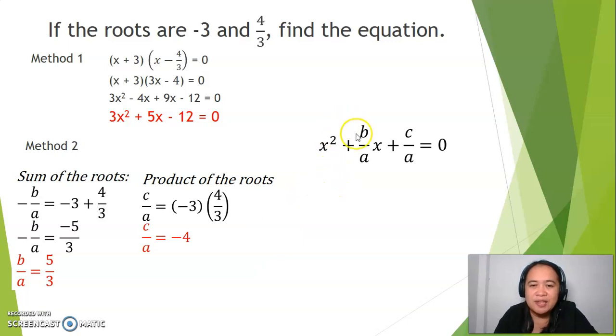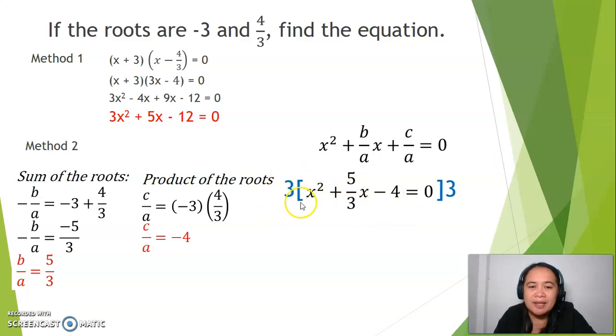Now, substituting this in this equation, we will have x squared, 5 over 3, which is our b over a, x, and our c is negative 4. So with this, eliminate 3 by multiplying the entire equation by 3. So with this, it will become 3 times x squared is 3x squared. We can cancel 3 and we're left with 5x. And 3 times negative 4 is negative 12, which is exactly the same as the answer in method 1.